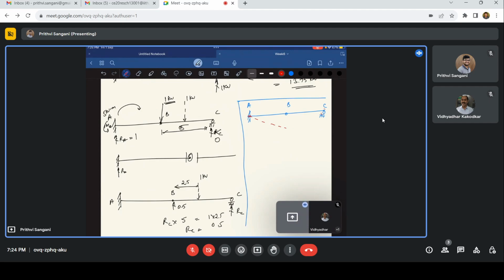But this cannot move. So it forms something like this. Here the theta should be 1. So what I mean by theta is tan theta. Okay, tan theta should be 1.